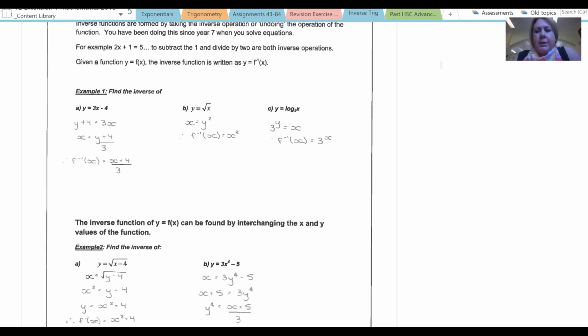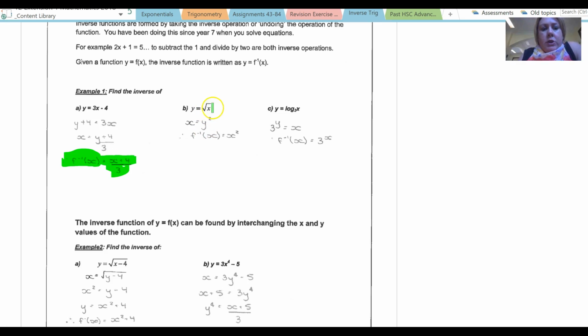Okay, inverse functions can be done one of two ways. To start with, and this is revision, the inverse function is the opposite. So in this one, I'll start with y equals 3x minus 4, and I'll plus the 4 across and divide it by 3. So I've changed the subject to x and then written, don't forget the inverse is the minus 1 at the top, x plus 4 on 3.